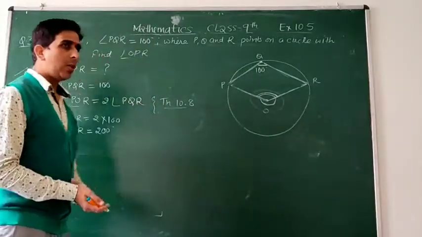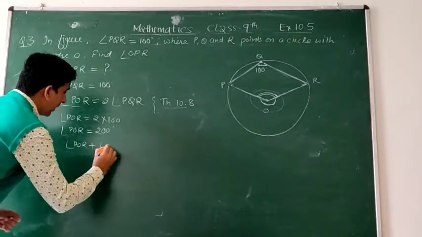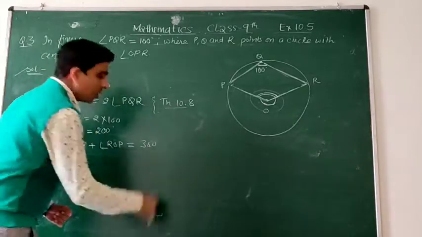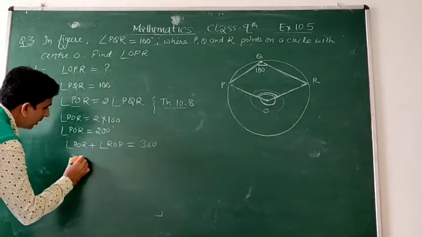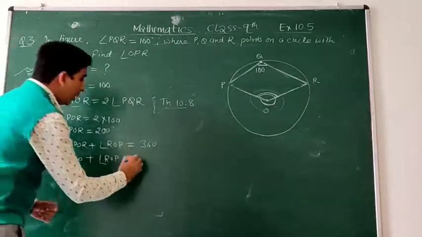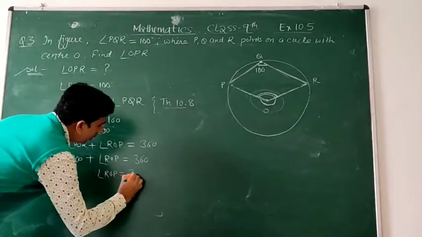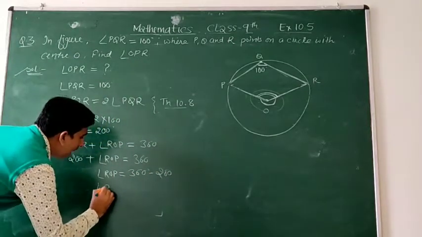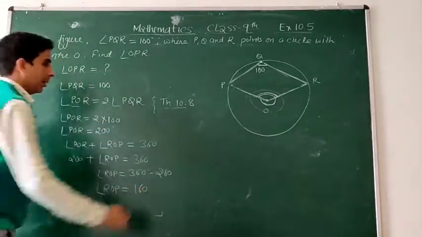This is 360 minus 200. So angle POR plus angle ROP is equal to 360 degrees. Angle POR, this is 200 degrees, plus angle ROP is equal to how much? 360 degrees. So angle ROP is equal to 360 degrees minus 200 degrees. Angle ROP is equal to 160 degrees.